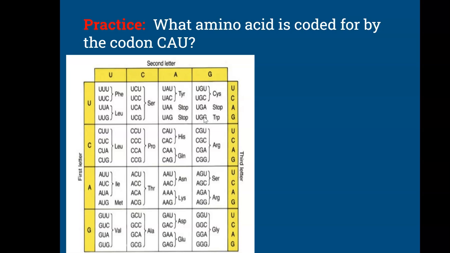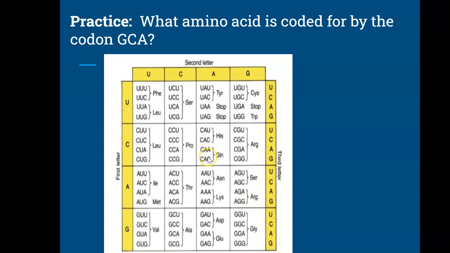Pause to make sure you understand this. So what amino acid is coded for by the codon CAU? Now instead of using a wheel, I'm going to use a table. You'll notice here this says first letter, second letter, and third letter. My first letter is a C, so I'm coming in this square right here. My second letter corresponds with this A, so I'm in the C row and I come over to the A column. And then it's a U. So CAU corresponds to the amino acid HIS, which is histidine.